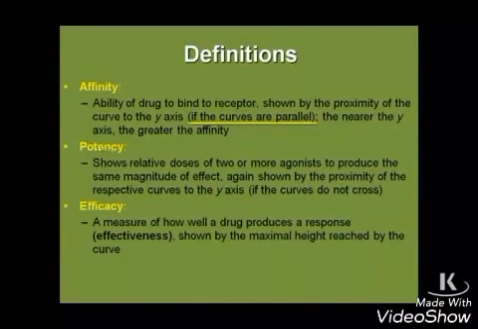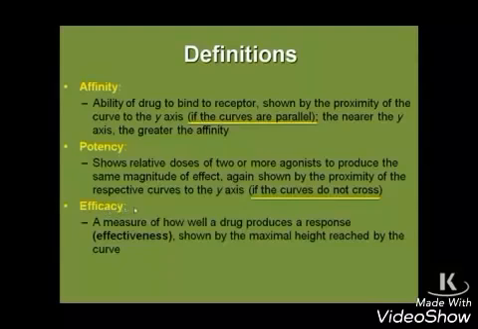Next, we'll talk about potency. Now, potency shows the relative doses of two or more agonists to produce the same magnitude of effect. And on a dose-response curve, this is shown by the proximity of the curve to the y-axis. Should remind you in many ways of affinity in terms of that type of comparison. There is an important caveat to potency. The caveat is you can compare potencies if the curves do not cross. And we'll see some examples of that.